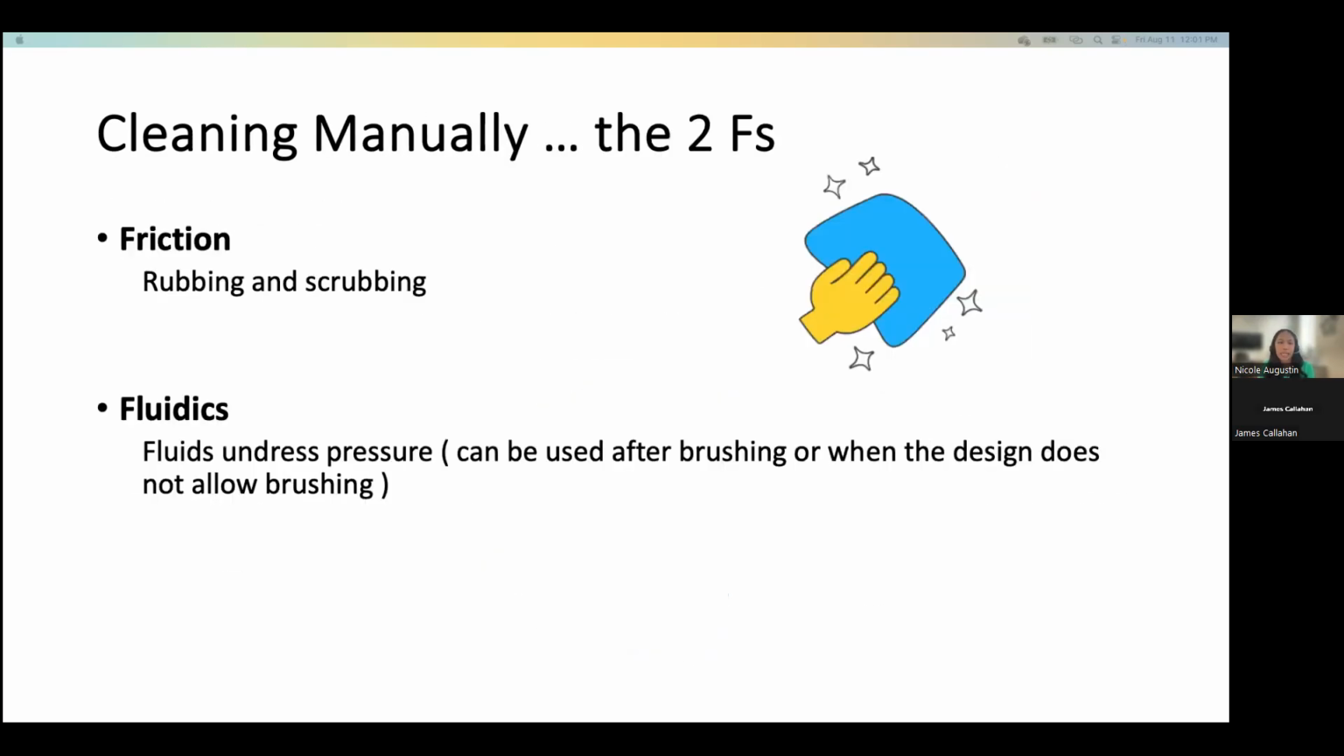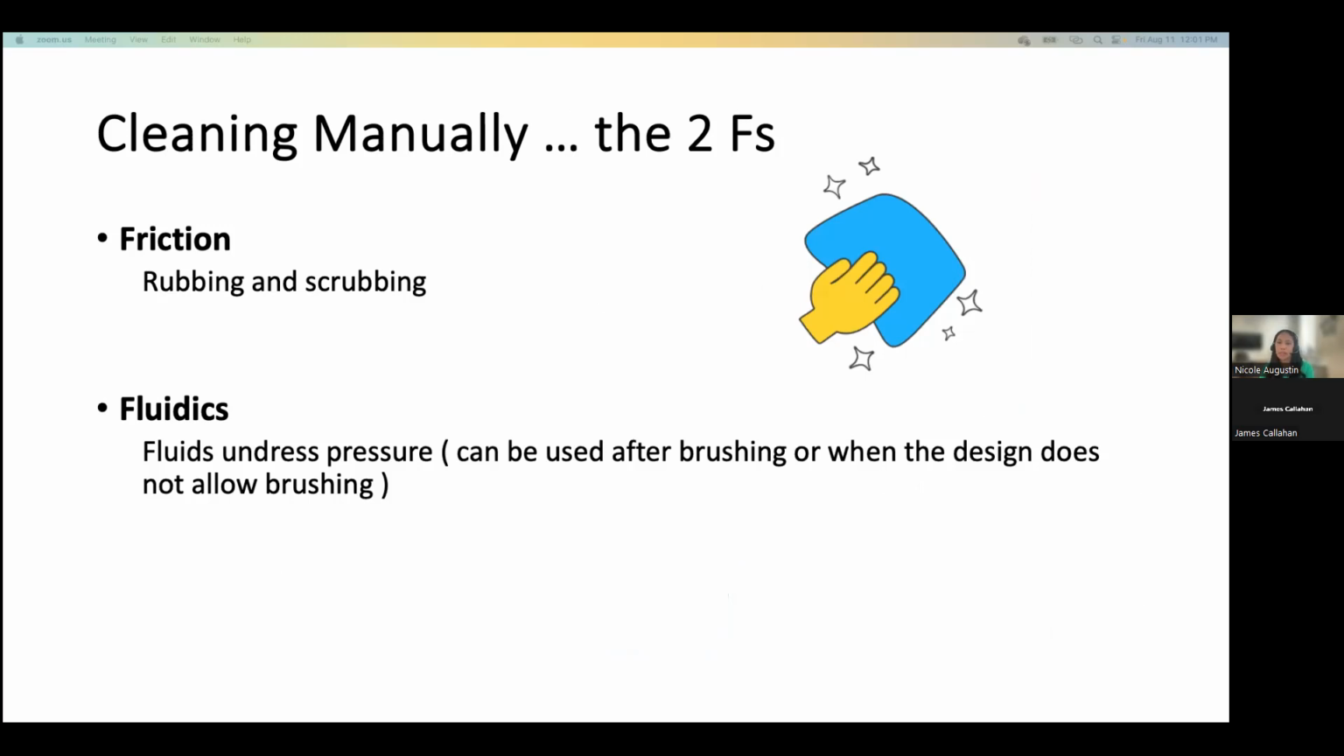Cleaning can be divided into 2 categories. Manually. Let's talk about manually. Why would you want to do manual cleaning? It's when that area doesn't have a mechanical unit or when you're dealing with fragile or difficult to clean instruments.